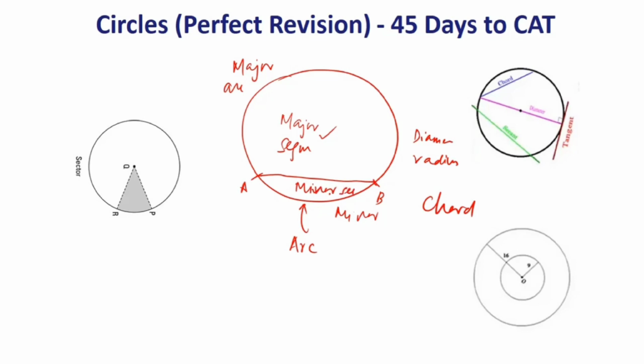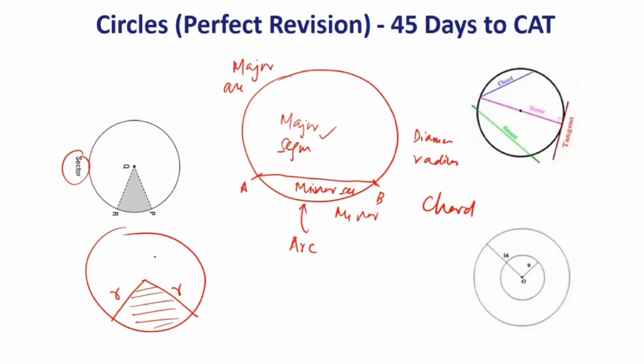Apart from this, there is one more important aspect here. Let's say if you have a circle, from the center you draw 2 radii. Radii divide the circle into 2 parts, right? Into 2 pies basically. So this is one part of the pie, second part of the pie. Such a part of the pie is called a sector.